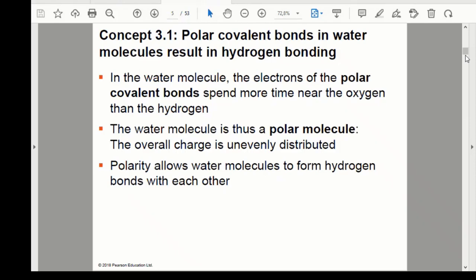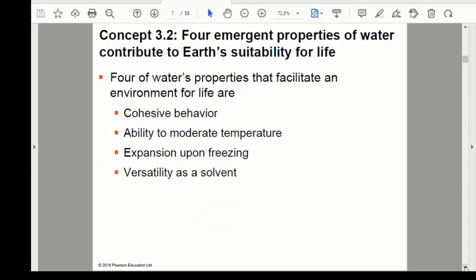One that we talked about, and I don't want to go through it again, is the concept of the four emergent properties of water which contribute to Earth's sustainability, where we explained fully the cohesive behavior, the ability to moderate temperature, the expansion upon freezing, and versatility as a solvent. You need to go through this again. We explained this in detail further when we continued.